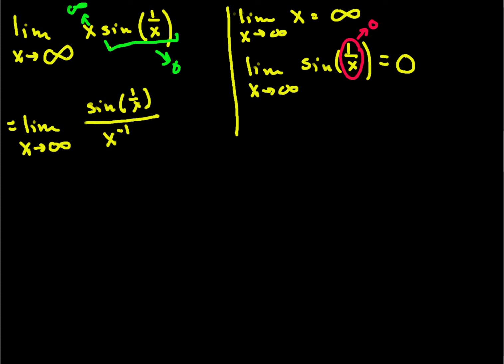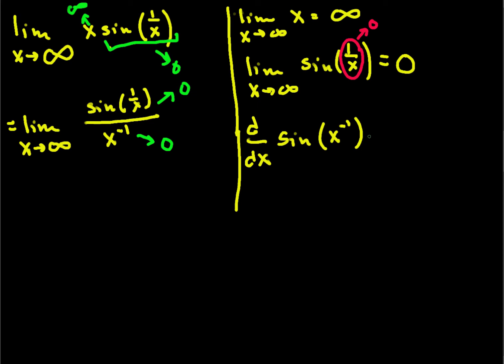And now the numerator, sine, is still going to 0, but if x is going to infinity, its reciprocal is going to 0. And so this is actually the original 0 over 0 indeterminate form, and so we can use L'Hopital's rule. L'Hopital's rule says that we've got to take derivatives of numerator and denominator. So the derivative with respect to x of sine of x to the minus 1: we've got a chain rule here. The derivative of the inside is negative x to the negative 2, and the derivative of sine is cosine, so it'll be cosine of x to the minus 1. And the derivative of the denominator is negative x to the negative 2.